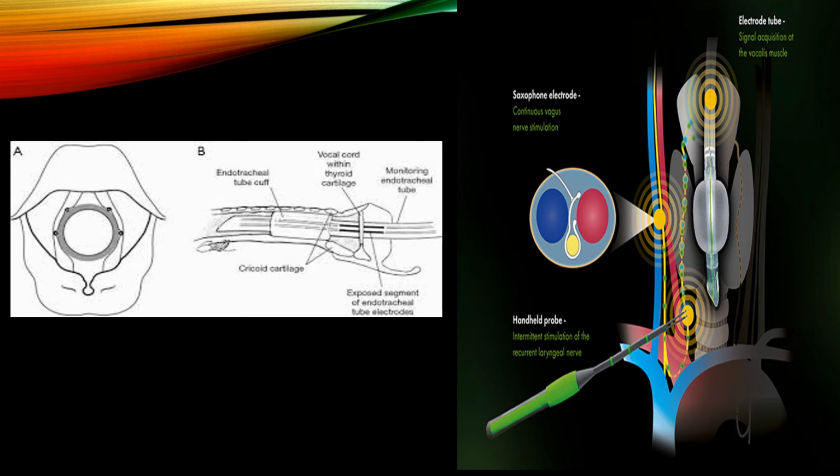And remember, there's a right side and a left side. The picture on the right displays how this all works. There's a signal that is sent to the vagus nerve the entire time, and the operating surgeon has a handheld probe while they intermittently stimulate to make sure that the nerve is functioning correctly.